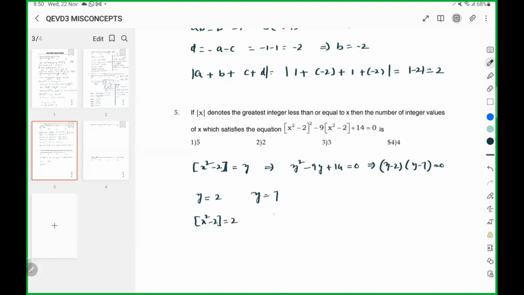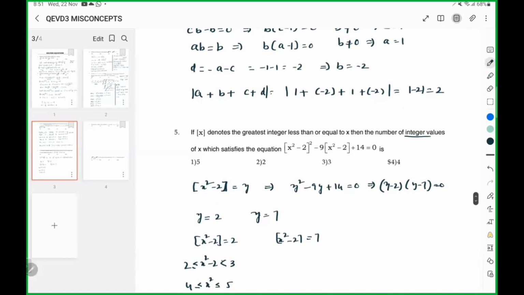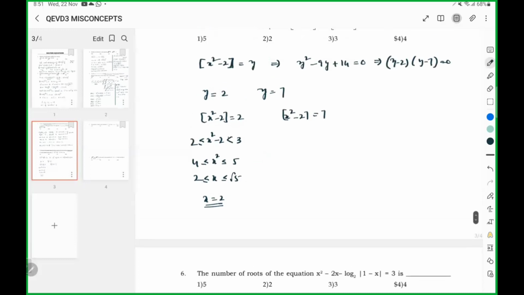So here it is x square minus 2 is 7. There are two cases now. So x square minus 2 is, what does it mean? It means it can be 2, 2.1, 2.99. It can't be 3. So it must lie between 2 and 3. So x square lies between 4 and 5. X lies between 2 and root 5. But the question is asking for integral values between 2 and root 5. There is only one integer.